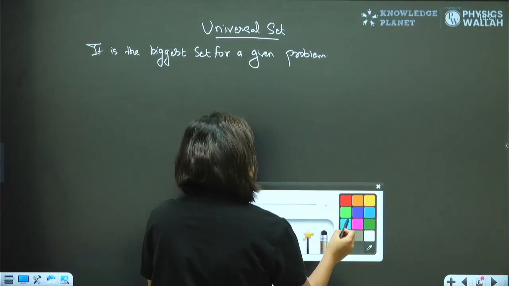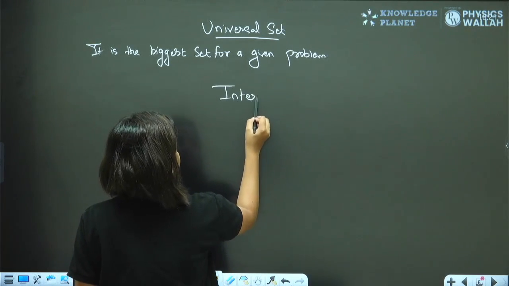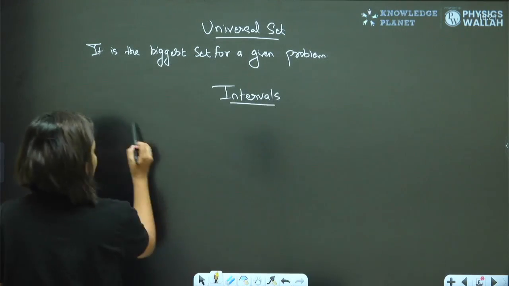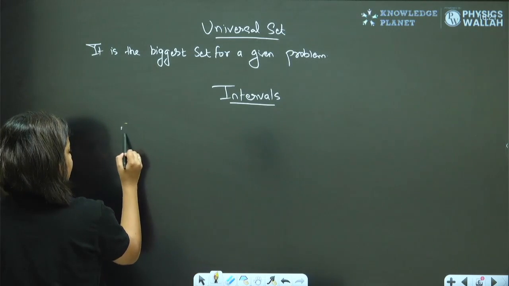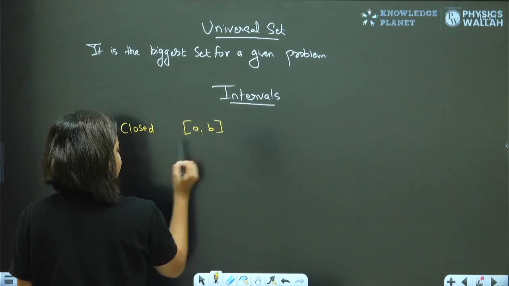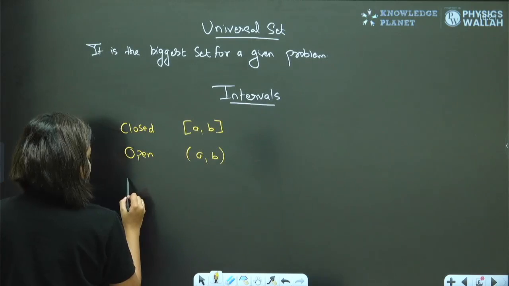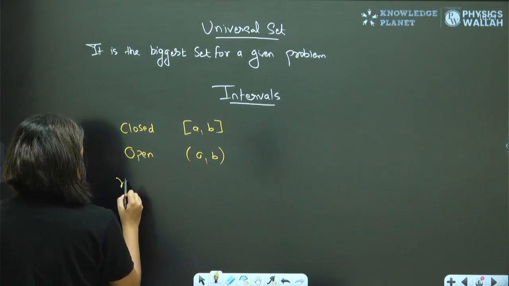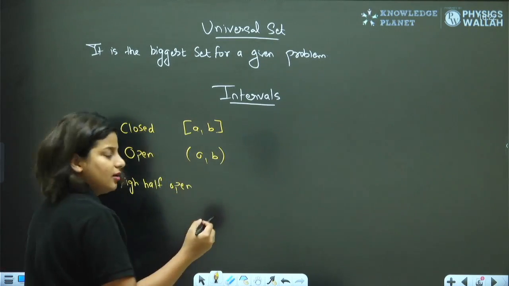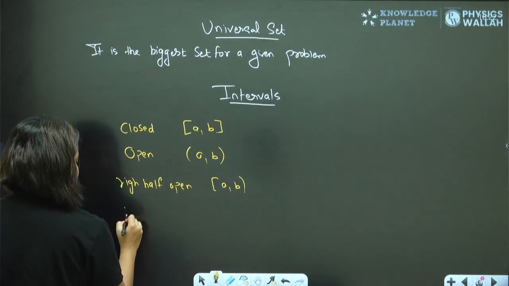After this, we also looked into the next topic, which was about intervals. Let's study intervals, guys. What were the 4 types of intervals which we studied? Closed, where you write square brackets. Open, round brackets. Right half open, also referred to as semi-closed, and left half open.